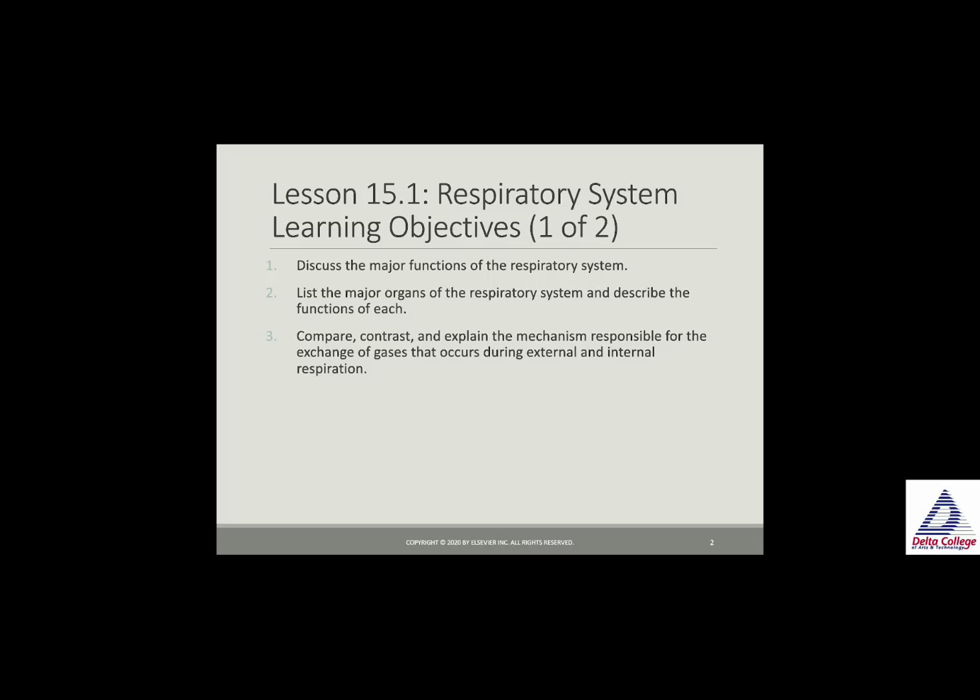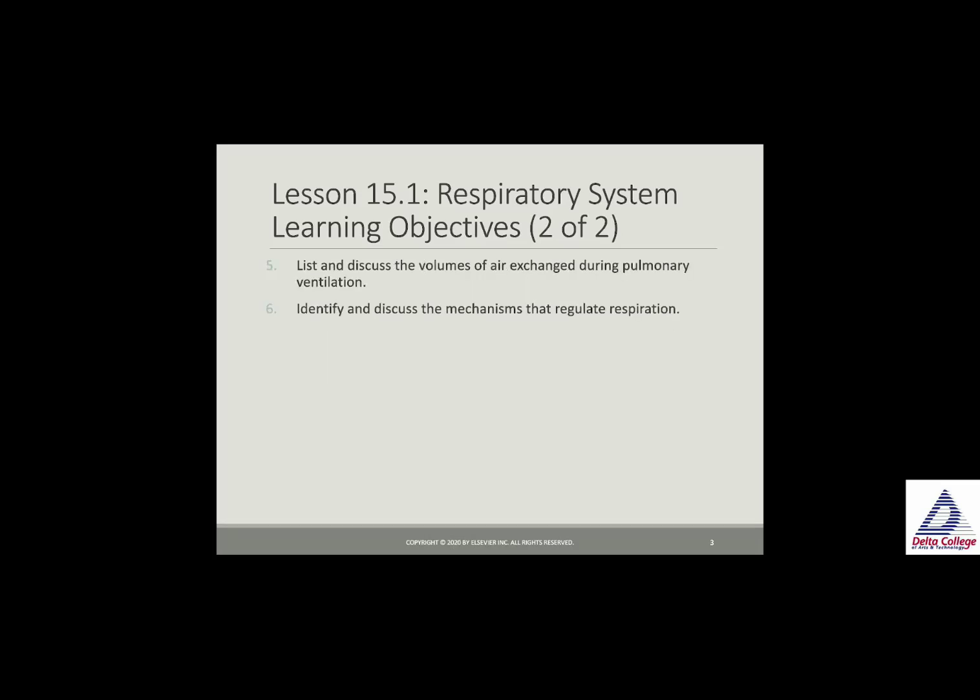Compare, contrast, and explain the mechanism responsible for the exchange of gases that occurs during external and internal respiration. List and discuss the volumes of air exchange during pulmonary ventilation, and identify and discuss the mechanisms that regulate respiration.